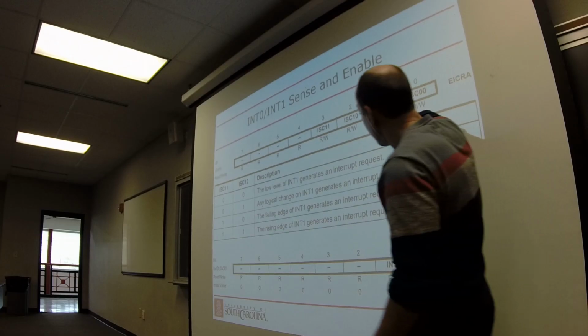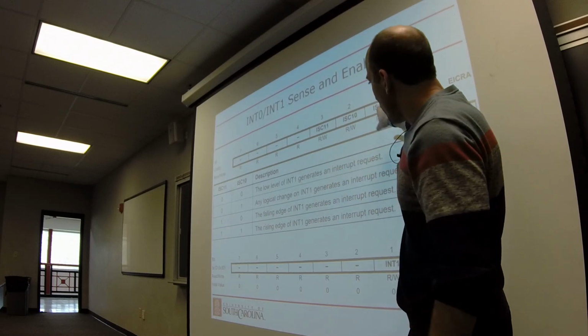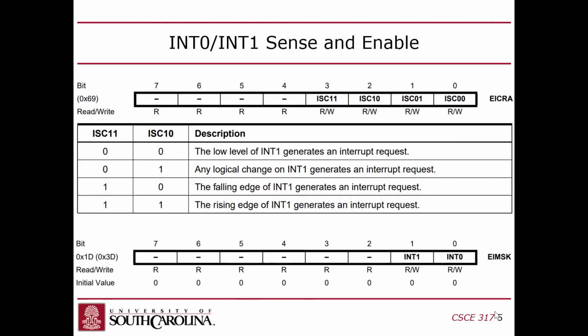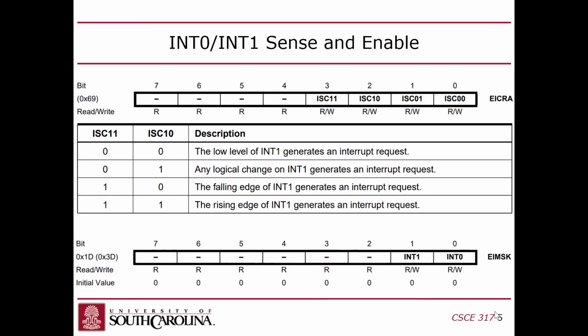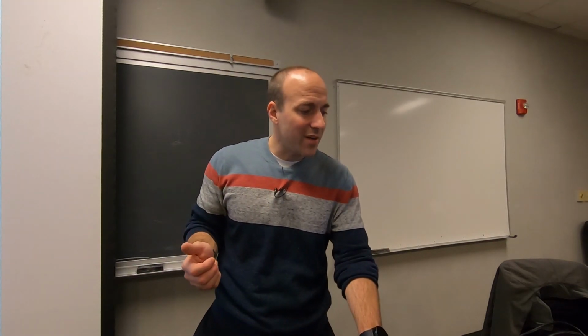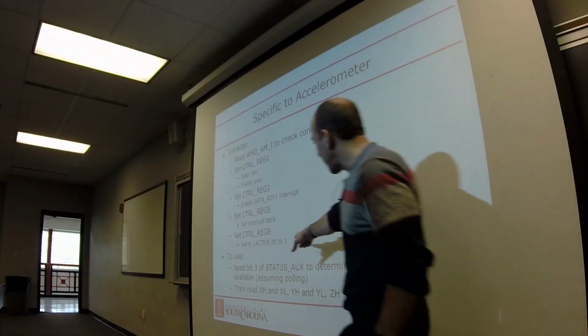So the presumption here is that when you set up the interrupt, you want to set it to 0, 0, right? Which is the low level of int. This says int 1, but I captured this from int 1, and this also applies to interrupt 0. I believe it should be the same table. So 0, 0 says that you want to interrupt when the interrupt pin is being pulled low, right? To 0, basically. But in order for the accelerometer to behave that way, you want to set the L active to 1, right?